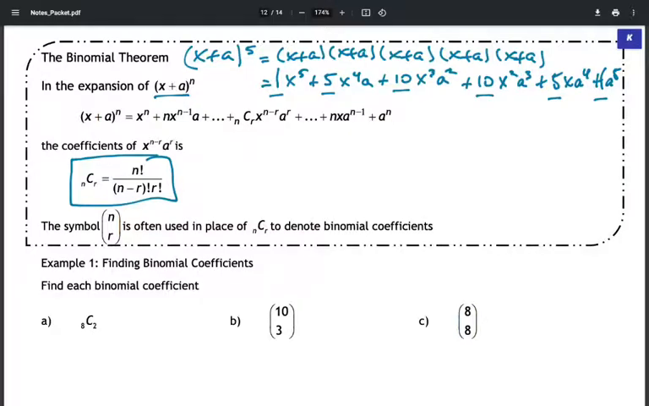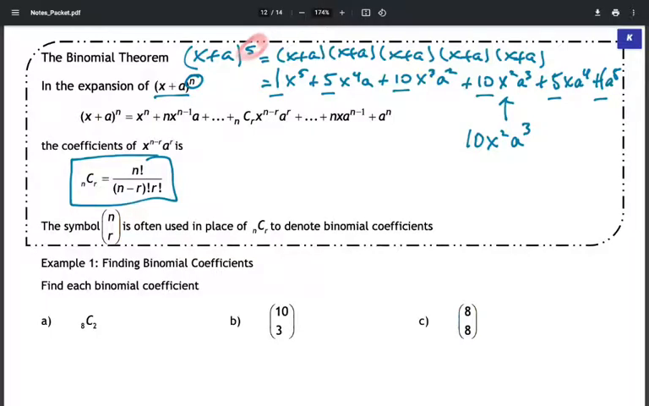When we did probability, we either had permutations or combinations. This is a combination where, let's take this one right here. We've got 10x squared a to the third power. So the way this works is it does n factorial. The n comes from whatever power that binomial has been raised to. In this case up here, we've got it raised to the 5th power.